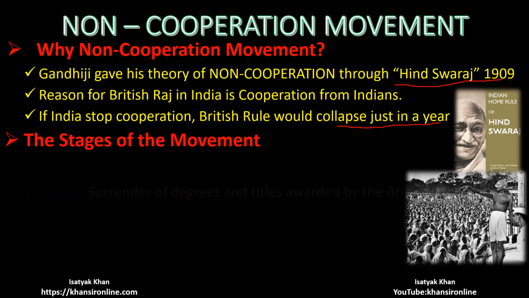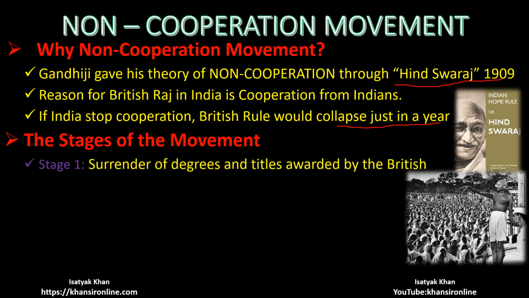So Gandhiji prepared a three-stage movement. The non-cooperation movement would unfold in three stages, and these three stages were planned so meticulously that they would include maybe the entire country in this movement. Let us see what those three stages were. Stage 1 was the surrender of degrees and titles awarded by the Britishers.